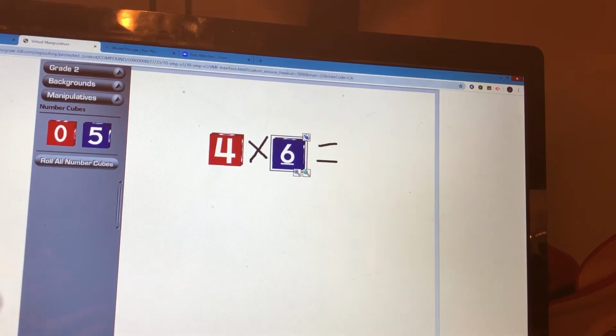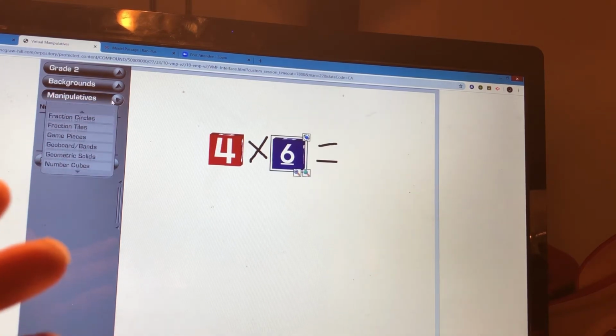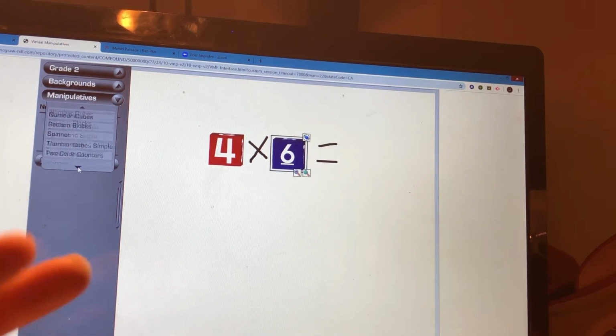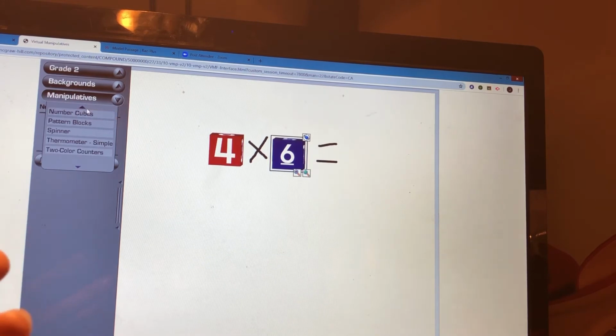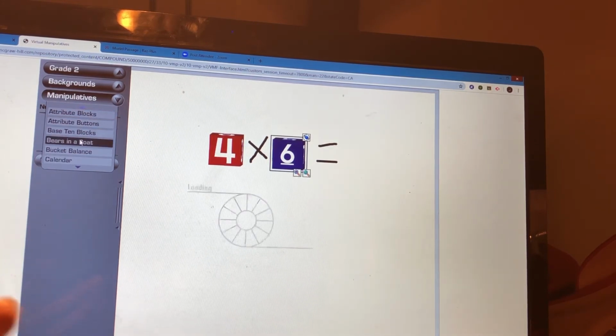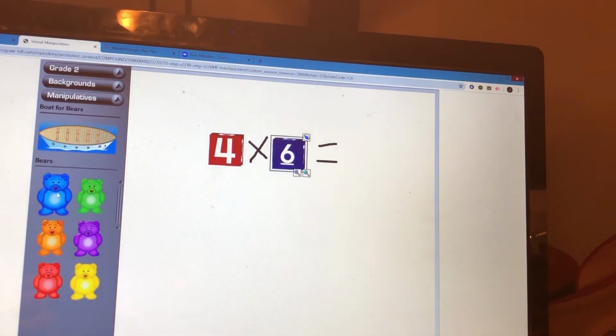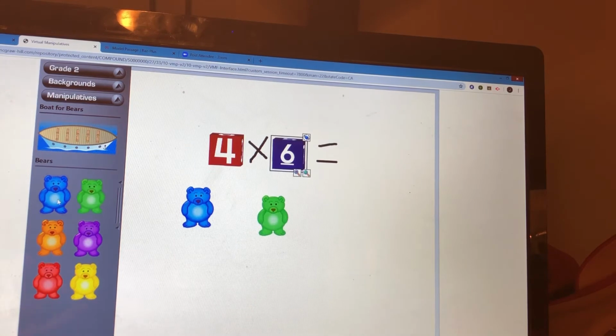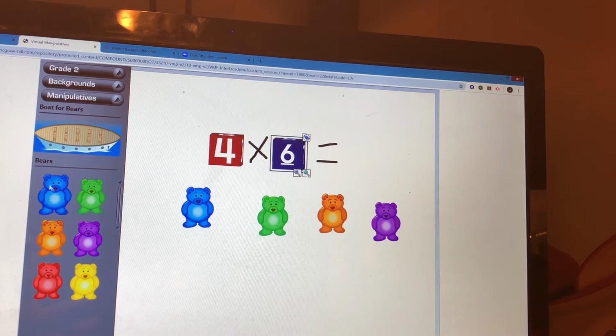The first time I did this activity, I wanted to do it with something fun. So I found some sort of online number cubes, or there are little bears on here. I've said that there are going to be 4 different groups, so I'll have one group of each color bear. We talked about how this first number is 4 groups, and then in each group there are 6.